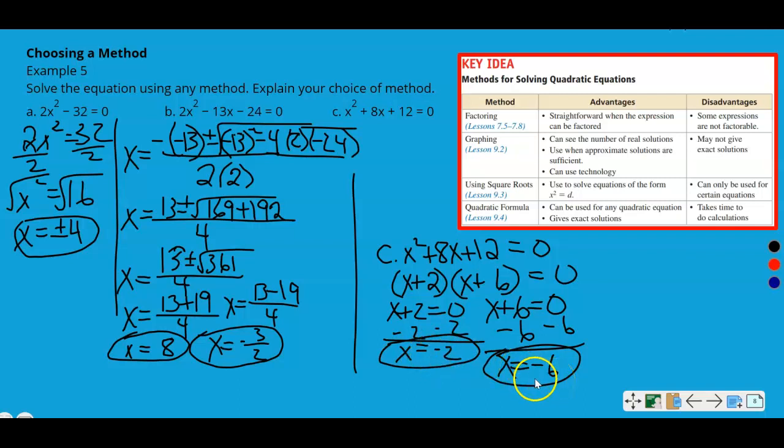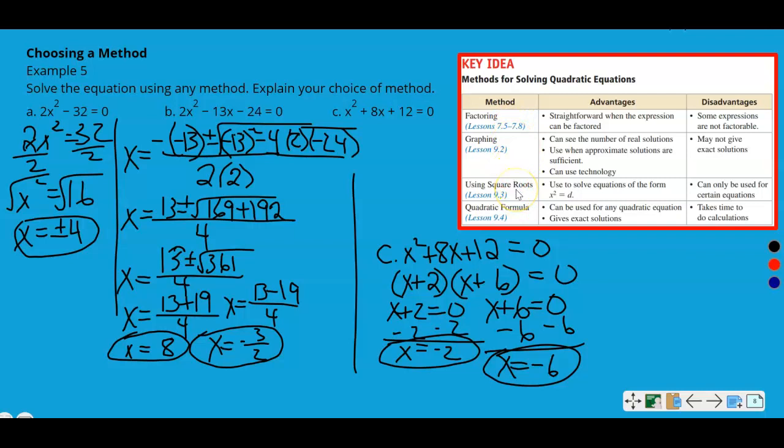That means this quadratic equation would have x-intercepts at negative 2 and 6. This one would have x-intercepts at 8 and negative 3/2. This one would have x-intercepts at positive 4 and negative 4. All right, so again, this is just a summary of the 4 different ways we have learned to solve quadratic equations.